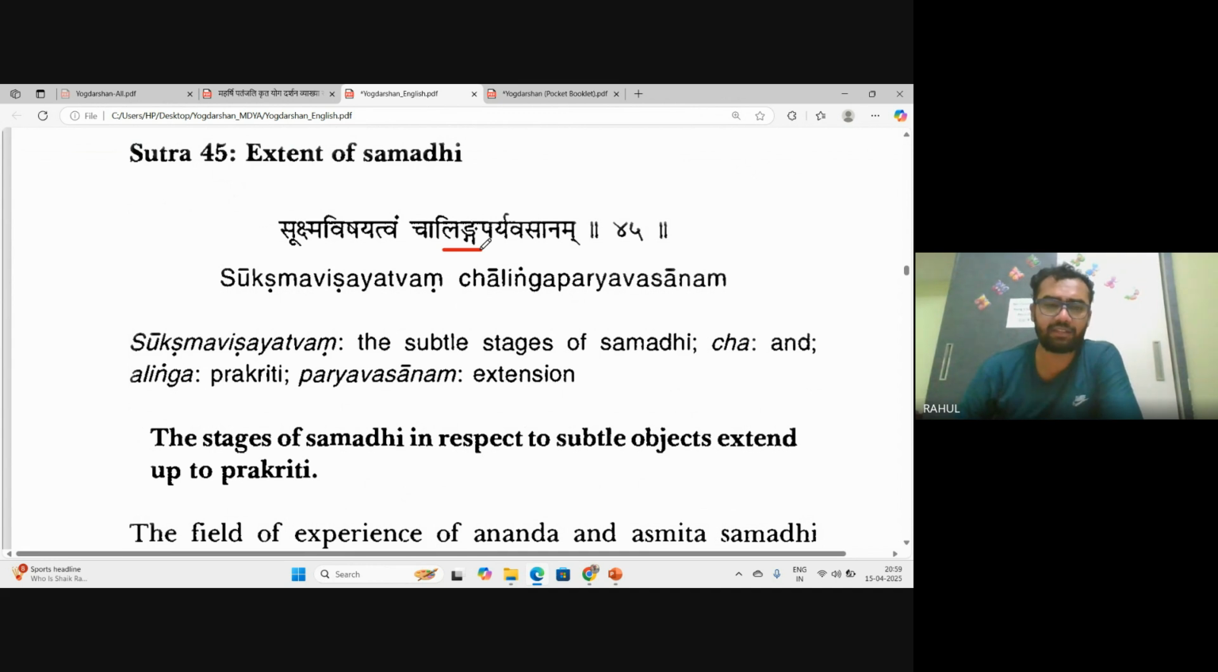till the Prakriti. The subtle stages of the Samadhi that we call it, these are the subtle elements. The stages of Samadhi in respect to subtle objects extend up to the Prakriti, that we will call. So these are about the elements. Okay.